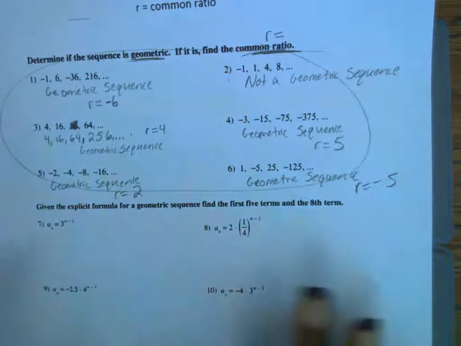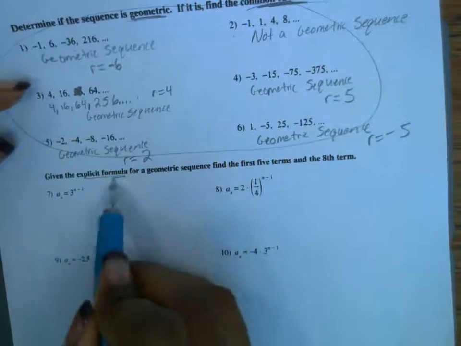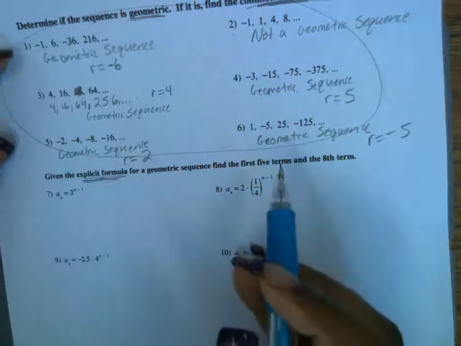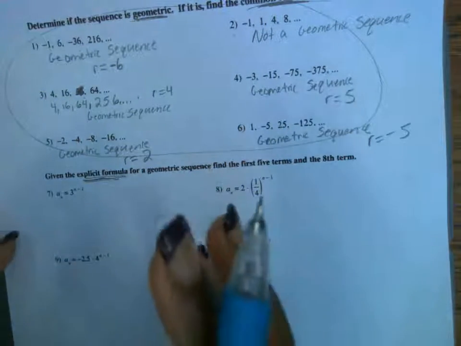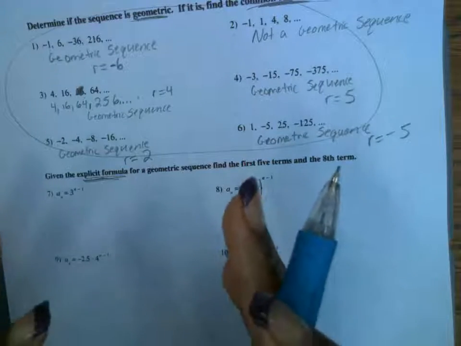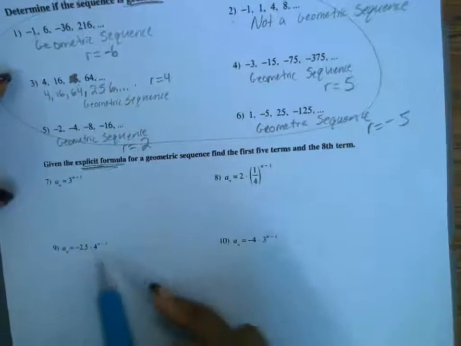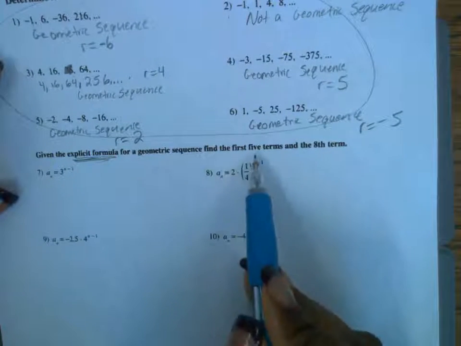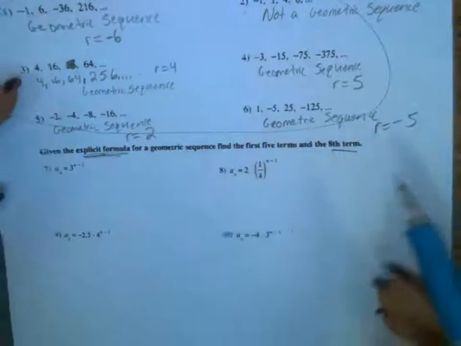All right, so let's look at it. Here it says, given the explicit formula, and remember, explicit formulas are formulas where you substitute the desired term, the term that you are looking for, to get your answer, okay? So these are going to be explicit formulas, and we are going to find the first 5 terms and then find the 8th term, okay?